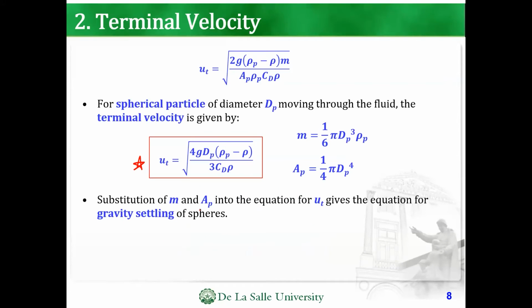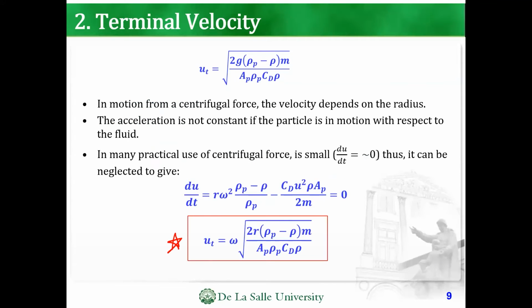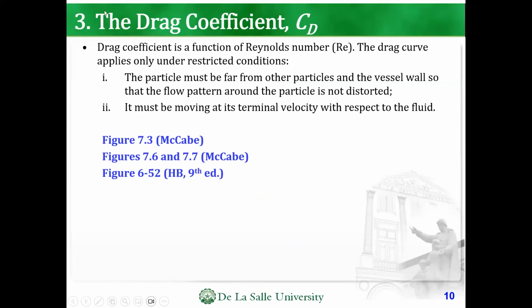Now, in order to solve for the terminal velocities here, you can see that there are CD terms. CD again, they are drag coefficients. So what are those? Drag coefficient is a function of Reynolds number. The drag curve applies only under restricted conditions. So what are those conditions? Number one, the particle must be far from other particles and from the vessel wall, so that the flow pattern around the particle is not distorted.